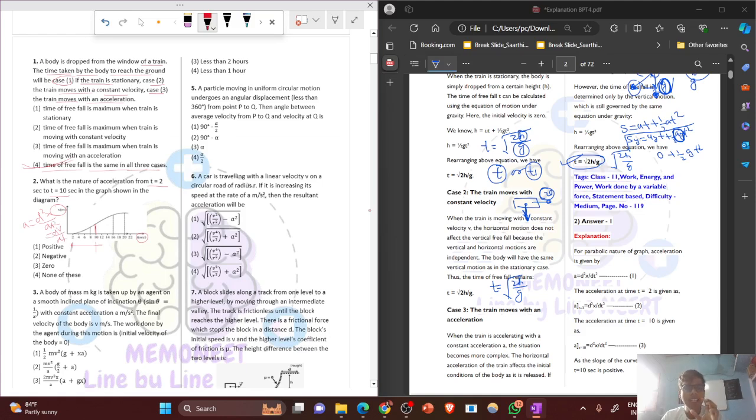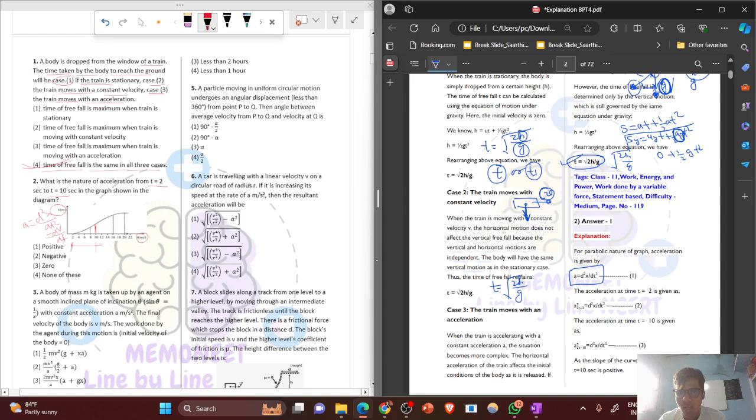So we can easily understand by this graph, if the slope is positive, the acceleration will be positive. If the slope of the velocity time graph or the concavity of the displacement time graph is negative, acceleration will be negative. Now moving to the explanation. As you can see, for the parabolic nature of the graph, acceleration is given by this.